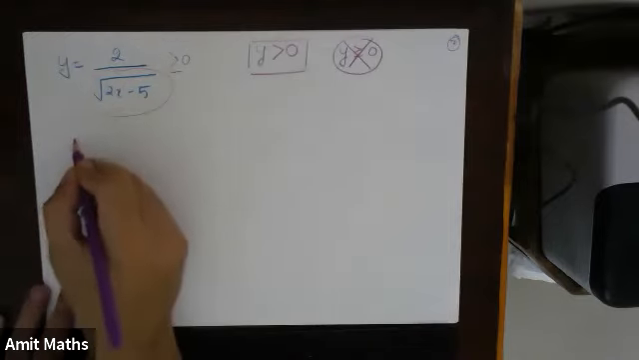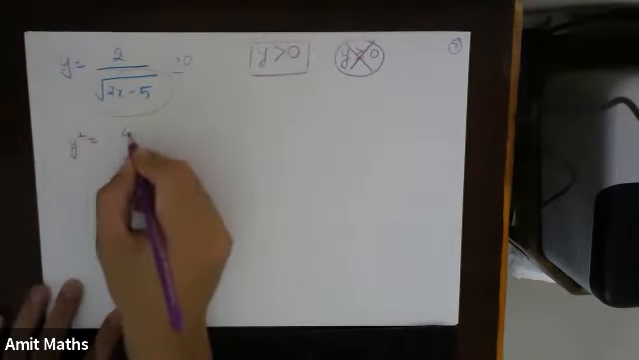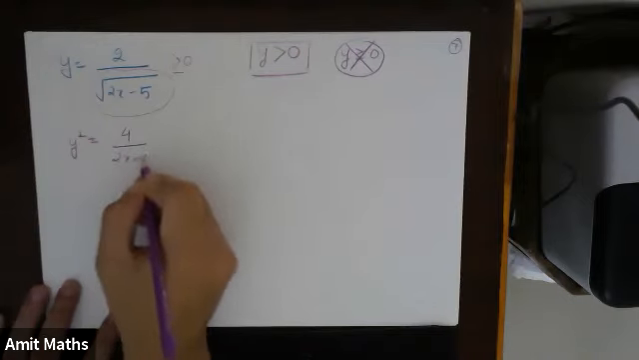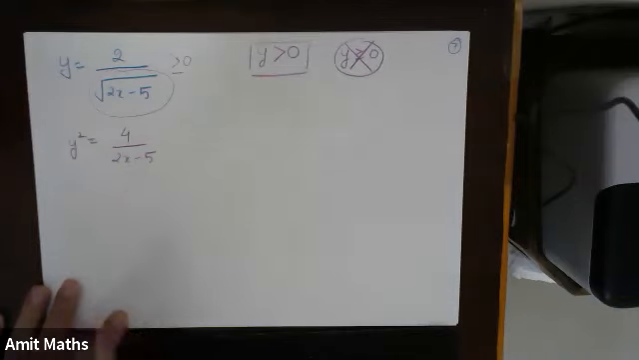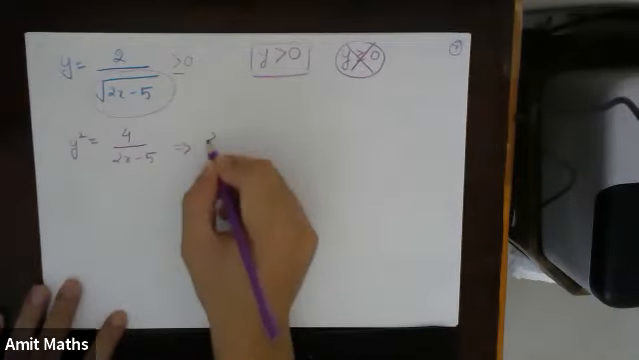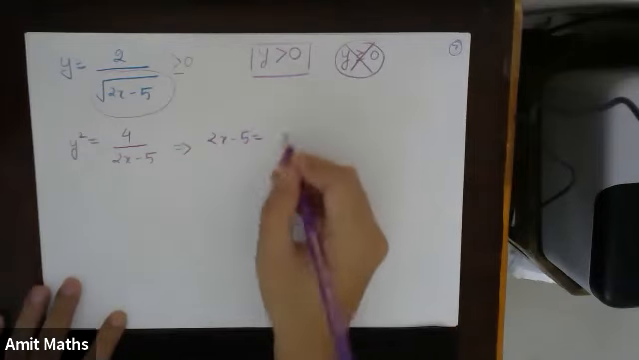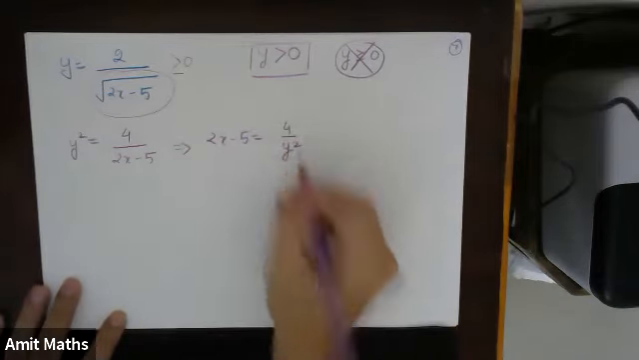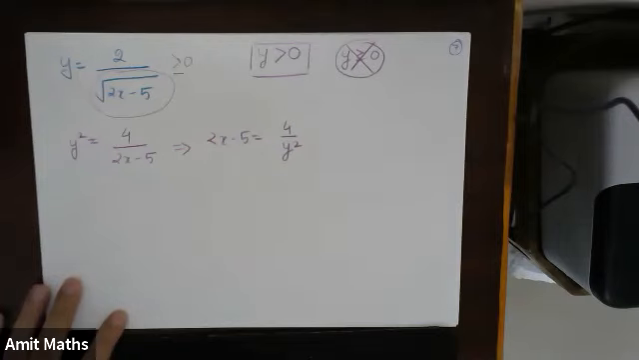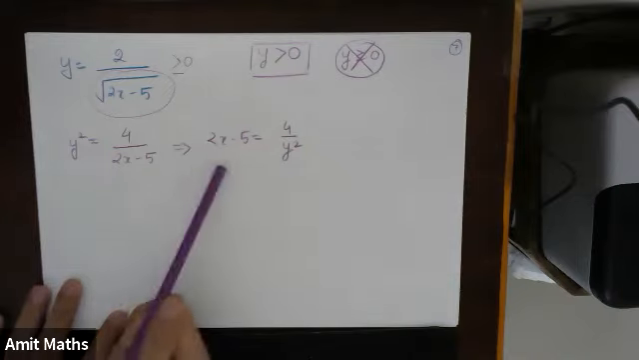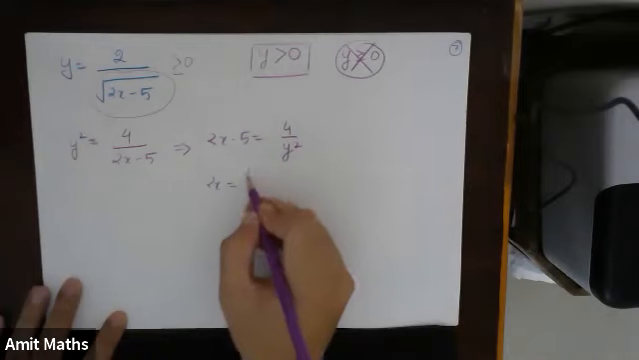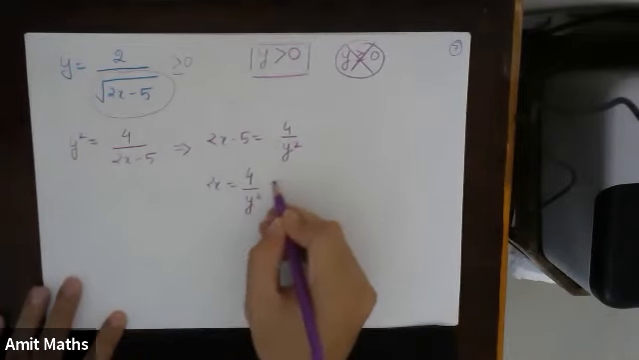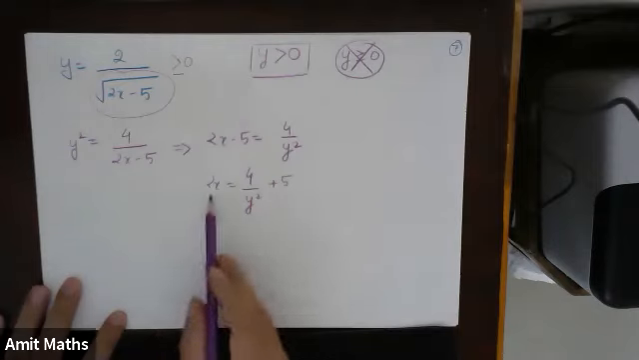So this will become y square is equal to 4 upon 2x minus 5. Now I'll cross multiply. So this will become 2x minus 5 is equal to 4 by y square. Okay. Now what I'll do? I'll write x in terms of y. So this will become 2x is equal to 4 by y square plus 5. Okay. And I'll divide 2 on both sides.